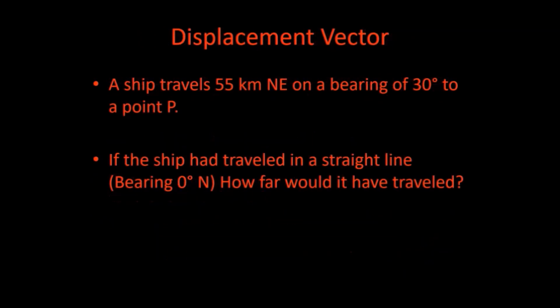So in a practical sense, let's look at a ship traveling 55 kilometers northeast on a bearing of 30 degrees to some point in space P. If the ship had traveled in a straight line, i.e. bearing 0 degrees north, how far would it have traveled?